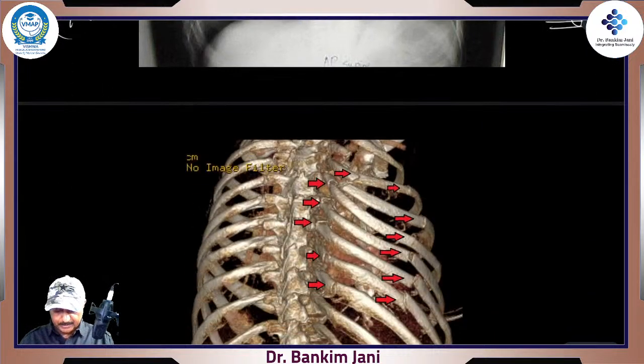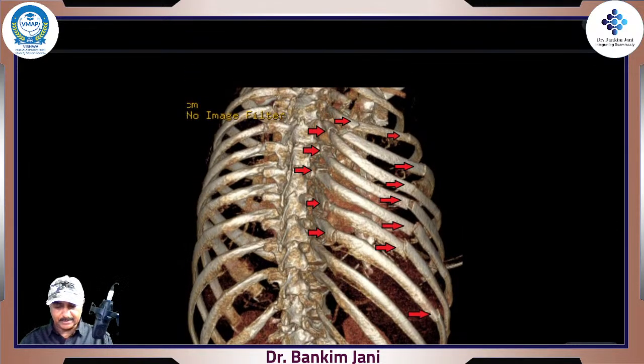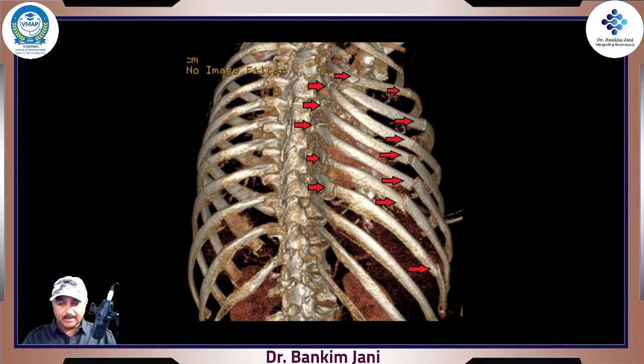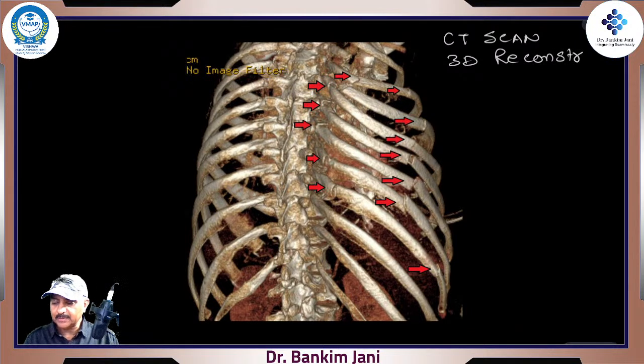To appreciate it still better, now see this, and then we'll talk about this. This is a CT scan, a 3D reconstruction. In a 3D reconstruction, you can really watch from all sides that the ribs are broken at not one point but at multiple points.